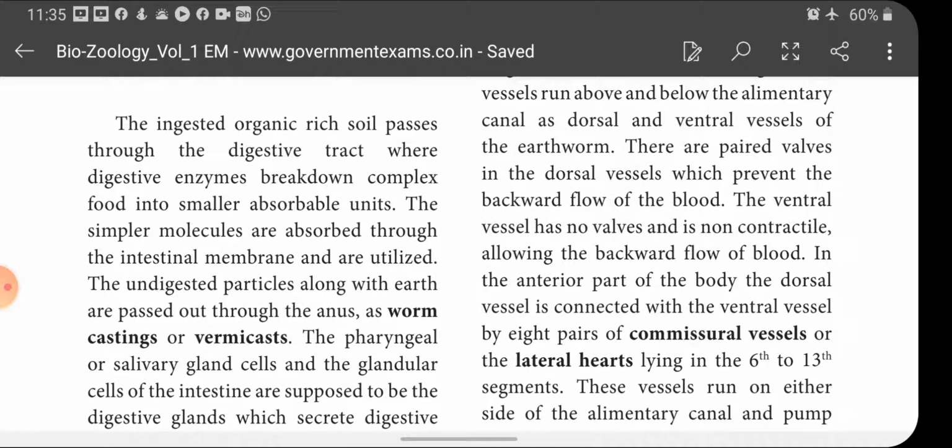The pharyngeal or salivary gland cells and the glandular cells of the intestine are supposed to be the digestive glands, which secrete digestive enzymes for the digestion of food.